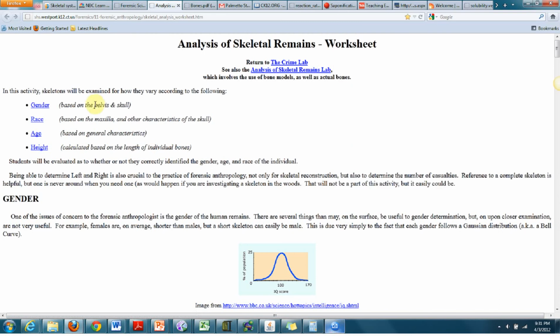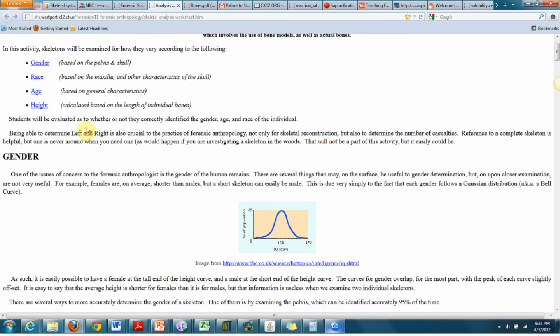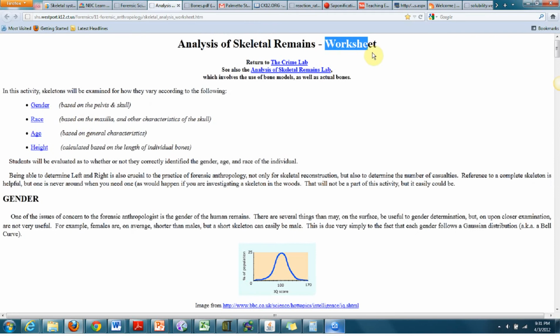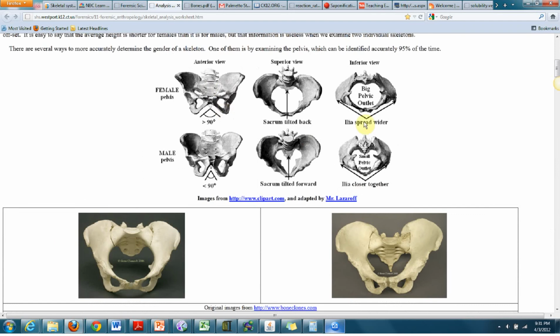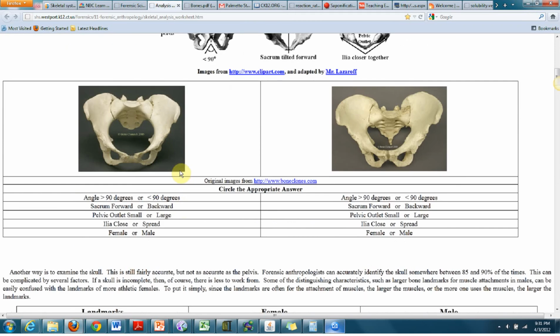So as you go through here, there's a lot of good information. Notice that it says this is a worksheet. And the reason that it says worksheet is because it gives you information, and then it has you answer a few questions. So if you look at these two images of pelvic bones, if you had this on a piece of paper, you'd be circling the appropriate answer. You can just list the answers in your notes, and you will have a list of information about female pelvic bones and male pelvic bones.